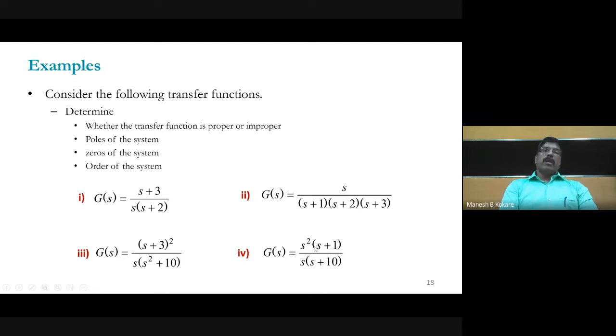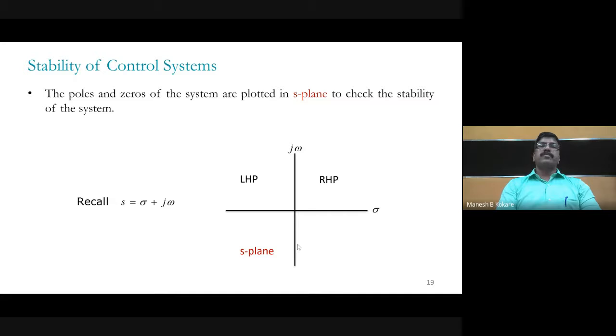And what is the order of the system? The highest power of the denominator is s square. So this is a second order system, right? I hope that you have understood the concept of proper and improper transfer function, poles, zeros, and order of the system, right? Now see that.